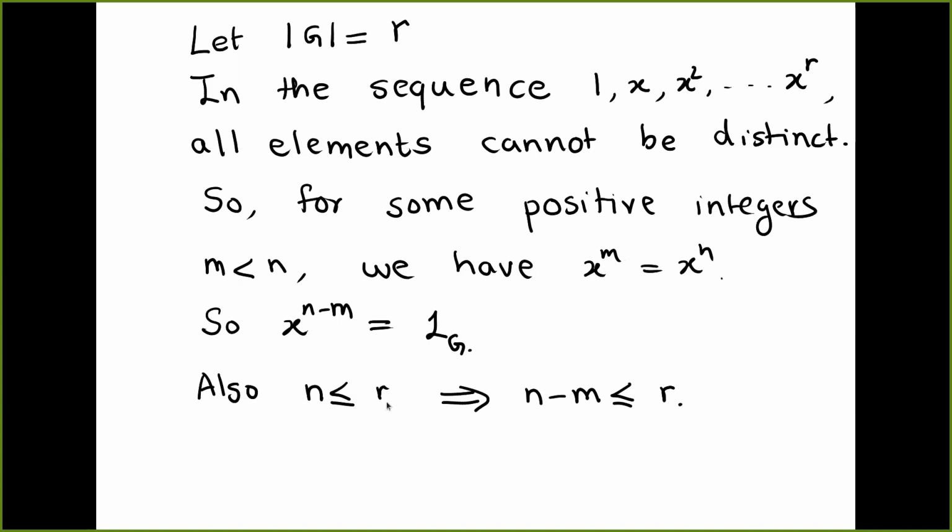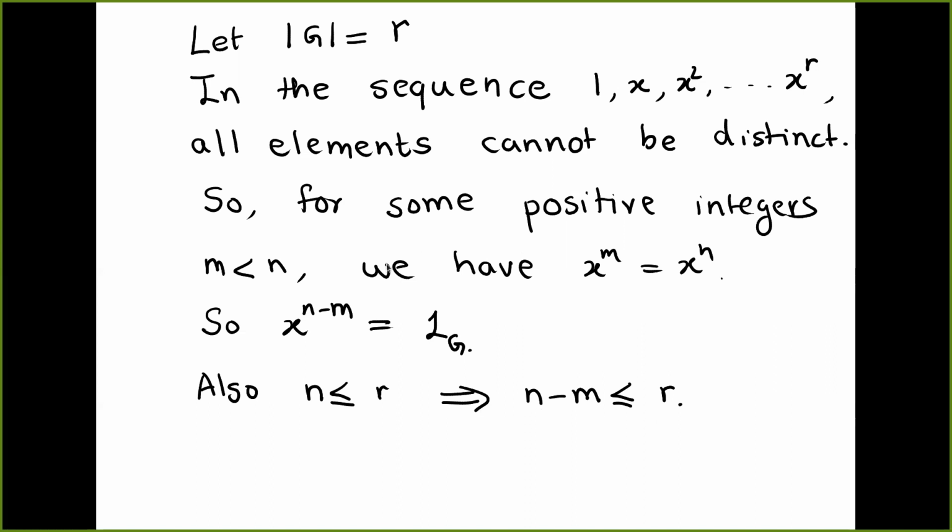Also, since n is less than or equal to r, n minus m is also less than or equal to r, because m can be as low as 0, right? But it can't be negative. So n less than or equal to r implies n minus m is less than or equal to r. So what have I proved?